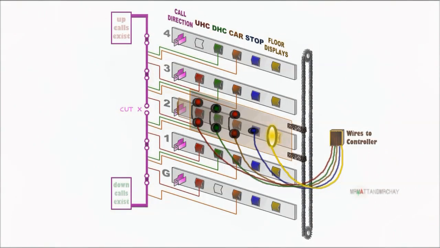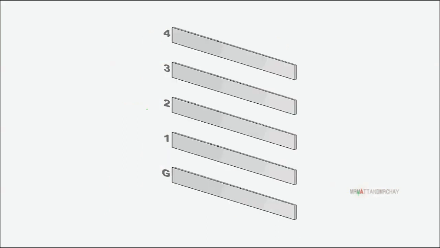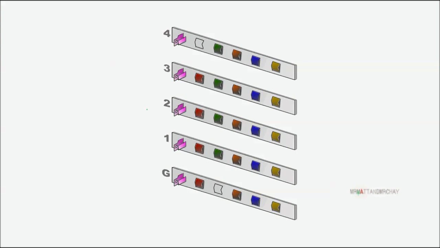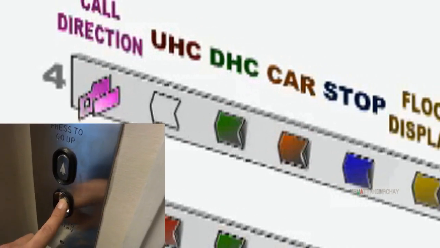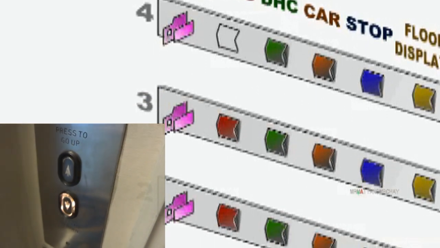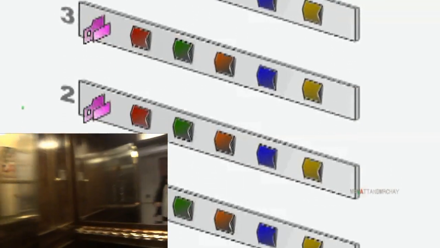Let's start by constructing the unit piece by piece. These are the floor bars, one for each floor. Each bar has a switch on the left and contacts on the right. Each has a particular function. UHC means uphaul call, DHC means downhaul call. These are the call buttons on the landings that you press to call the lift. The car contacts are the floor buttons that you press inside the lift.